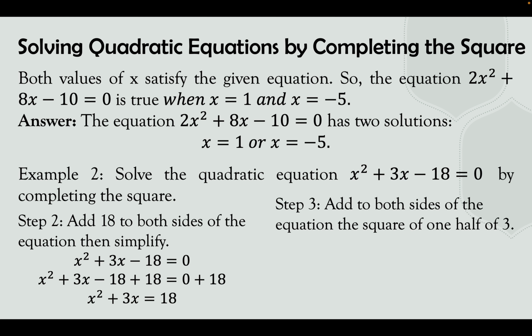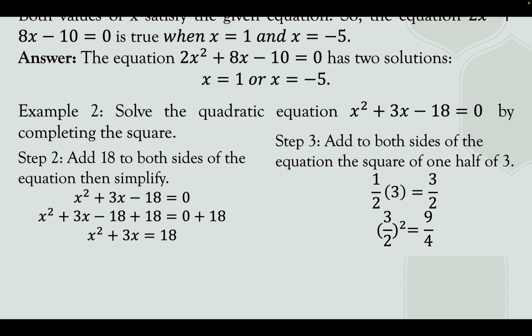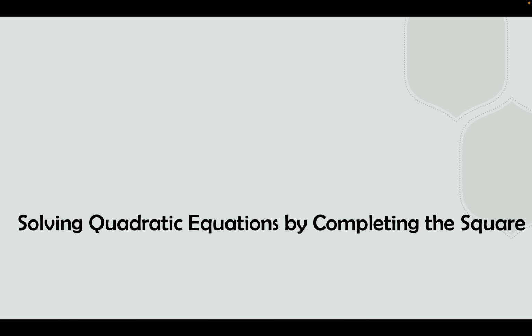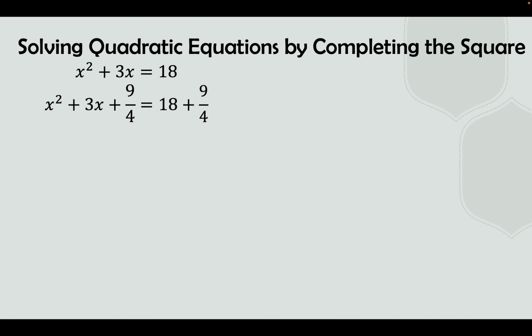Add to both sides of the equation the square of 1/2 of 3. Since our b is equal to 3, that means 3 divided by 2. The square of 3 over 2 is 9 over 4. Now we need to add 9 over 4 to both sides. So we have x² + 3x + 9/4 = 18 + 9/4.